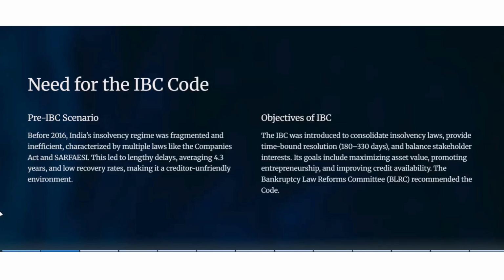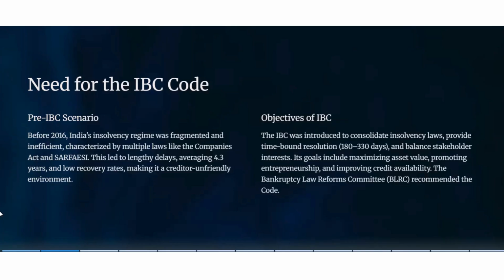So now, first of all, we need to know what is the need for the IBC code, since we do have a lot of legislation like SARFAESI, the Recovery of Debts Due to Banks and Financial Institutions Act 1993, the SICA Act is also there, the Companies Act is also there. What is the need of bringing this separate code?